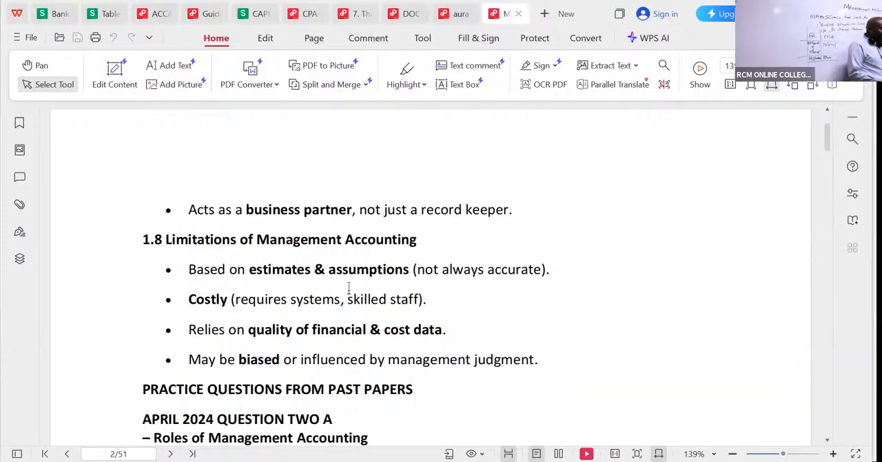Number two, ladies and gentlemen, this subject is so costly. Having to employ a management accountant in a company.